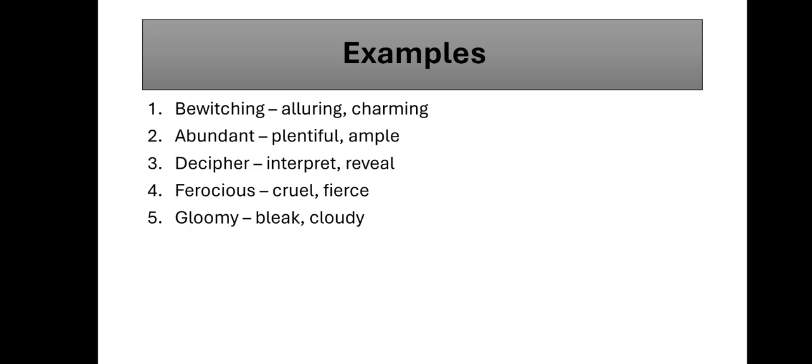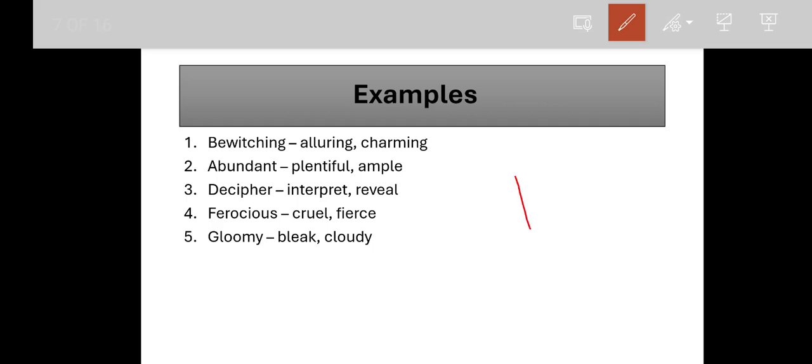So now what are the examples of synonyms? I have given here 14 examples just to make you understand what a synonym is. Now first, bewitching. It also means alluring or charming. So instead of bewitching, you can use the word alluring or charming. Abundant means plentiful or ample. Decipher means interpret or reveal. Ferocious means cruel or fierce. Gloomy, bleak or cloudy.